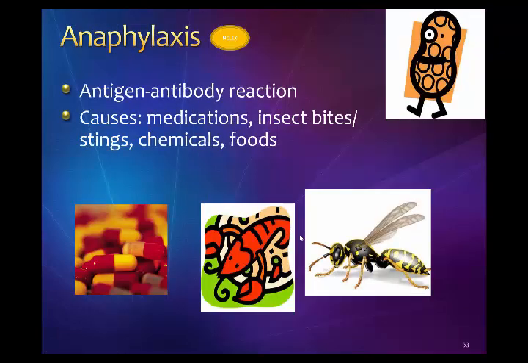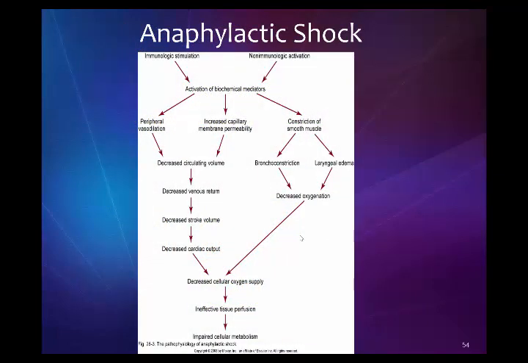Okay. So now let's talk about anaphylaxis. I know you talked about this in Nursing 271, but it's an antigen-antibody reaction. Okay, most commonly caused by food, can be drugs, a bite or a sting or a chemical. Okay, so we're always on the lookout for this. I know in Nursing 271, I think you had anaphylaxis related to blood transfusion reactions.